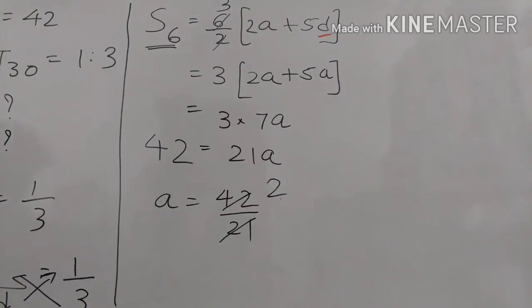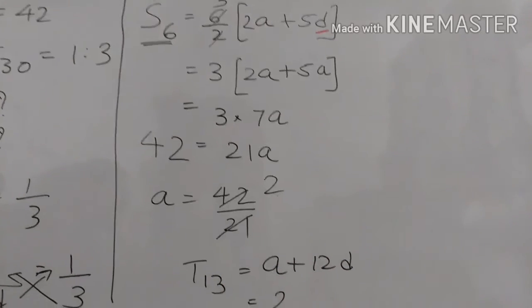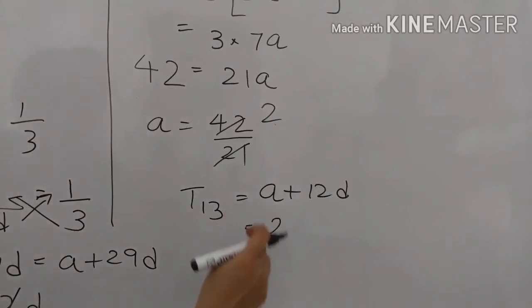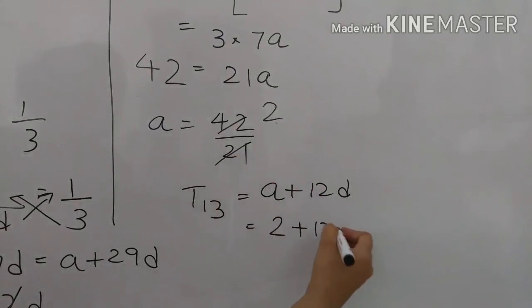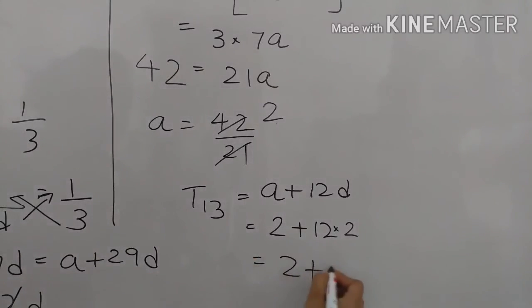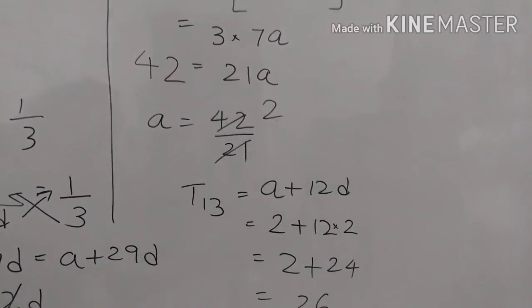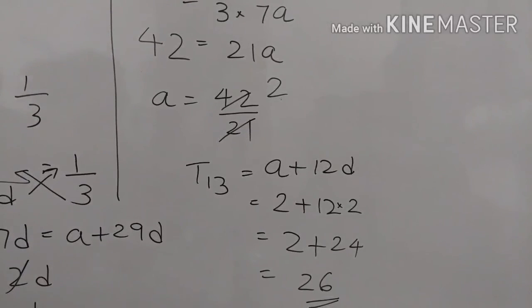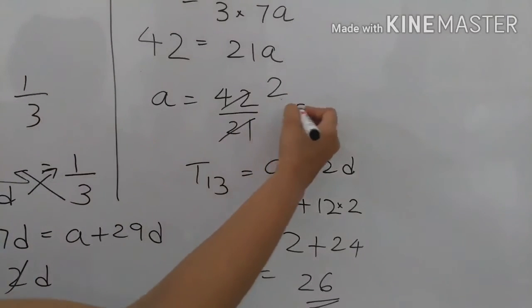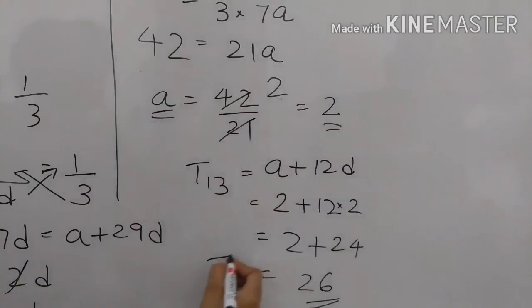Now we have to find T13 value also. So let us find T13. T13 is equal to A plus 12D. So here substituting values. So I am substituting here A value 2 plus 12 and D also 2. Why? Because A is equal to D here. So here 2 plus 12 twos are 24 is equal to 26. So here we get our T13 value as 26 and A value as 2. So this is A value and this is T13.